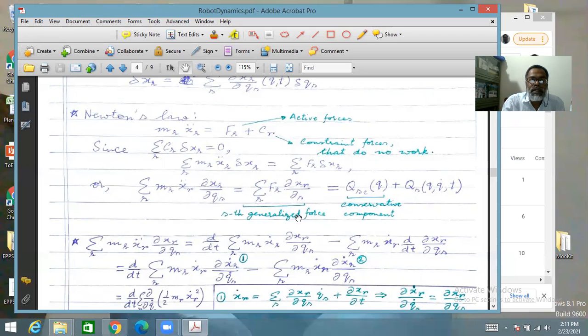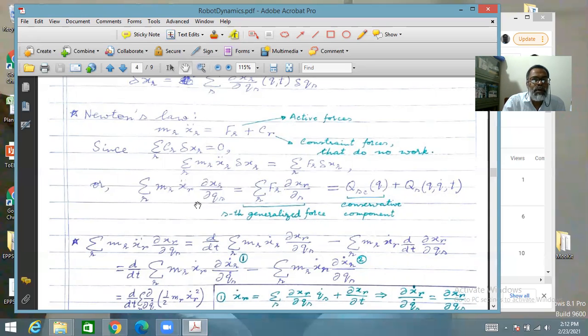So the Sth generalized force is this, which can have two components. One is the conservative component and the other is non-conservative component. Now we separate it out because of an intention, which will come in due course. Before looking at the right side of this equation, we process the left side a little. This is the major analytical processing.